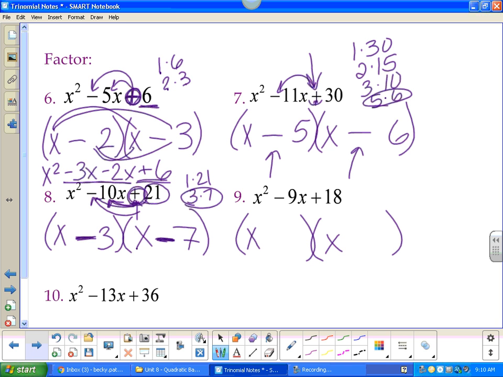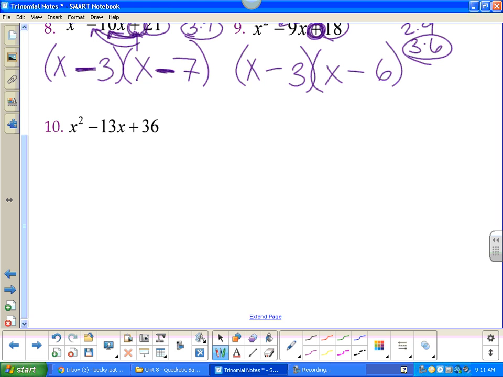X and x. Factors of 18 that add to give me a 9. 1 times 18, 2 times 9, 3 times 6. I want the pair that adds to give me a 9. That's a 3 and a 6. Signs are the same, and they'll both be a negative.